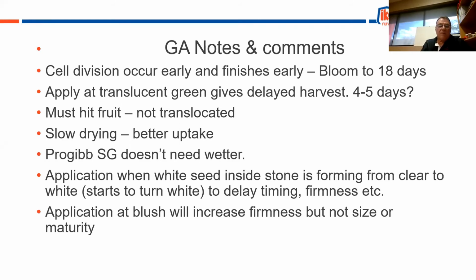But you must hit the fruit. GA is not translocated, so hitting leaves won't do anything to the fruit. It won't move from the leaf to the fruit at all. If we're hitting the fruit, we've got to get it into the fruit, so it needs slow drying conditions for better uptake. Spraying of an evening or very early in the morning will give you better performance. One of the comments about ProGib SG is that it doesn't need a wetter. Whether you put a wetter in with other formulations could help performance, but it could also help the GA be taken up into the buds more, which reduces the flowering for next year.